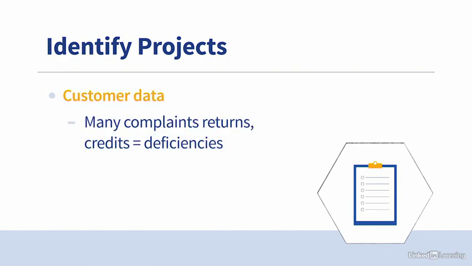Review data on customer complaints, returns, warranties, claims, and credits. Areas with a high number of complaints, returns, or credits indicate deficiencies. These deficiencies are potential targets for Six Sigma projects.